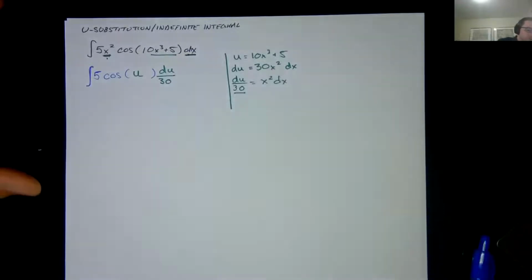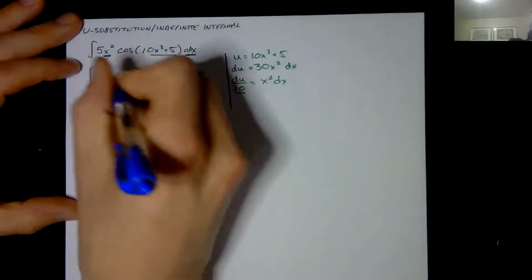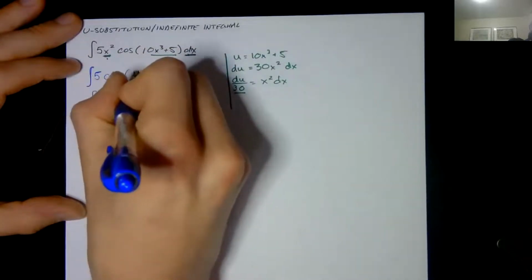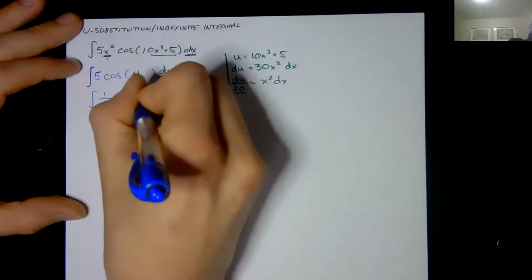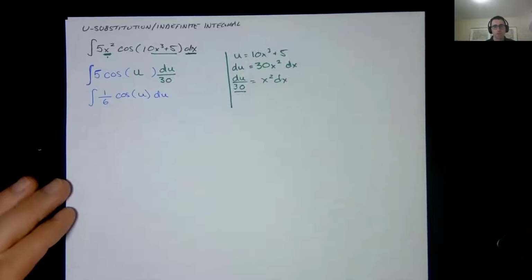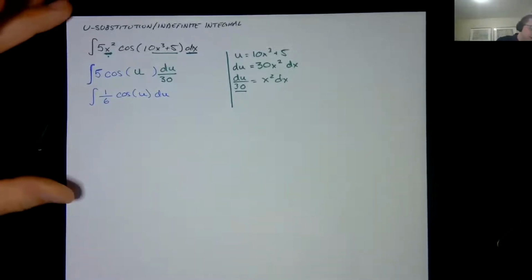So now I'm going to manipulate some things just to simplify, not a formal step, just simplifying some things. 5 over 30 is 1 over 6. And then I have cosine of u du. So I've completed my substitution. Once I've done that, I need to integrate. The whole purpose of this is to take the antiderivative. So make sure you take the antiderivative before you go back to x.